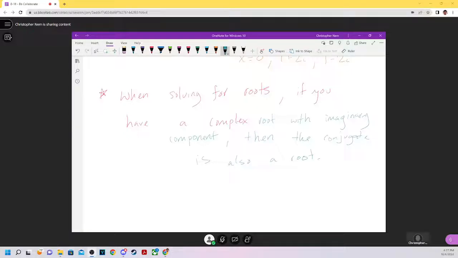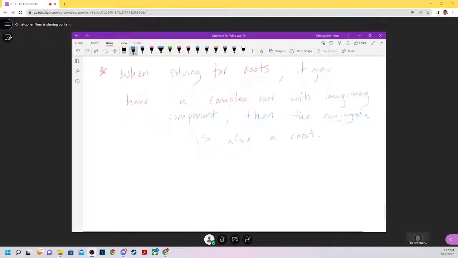When you're solving an equation or a function trying to find the roots, if you have a complex root, you will always have its complex conjugate. And it makes sense. This also applies for real numbers. It's just that the complex conjugate is itself, so we don't even write it down. But this is very important.